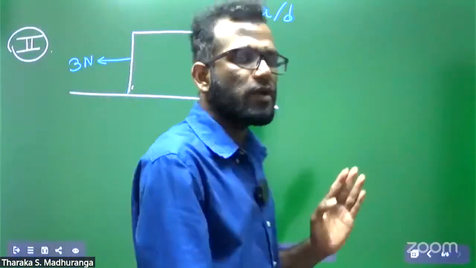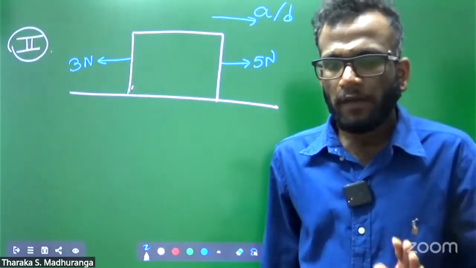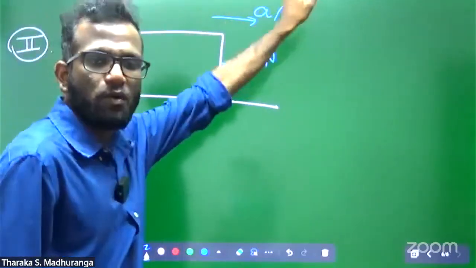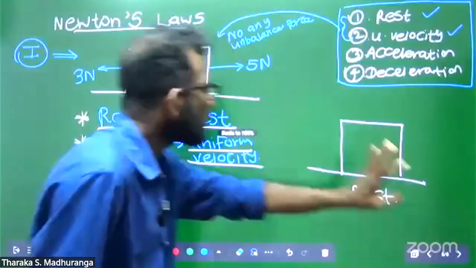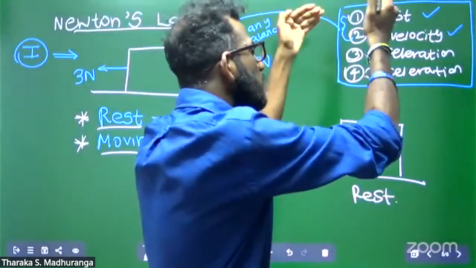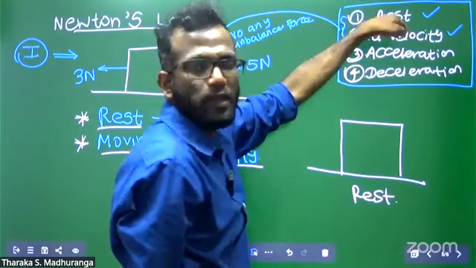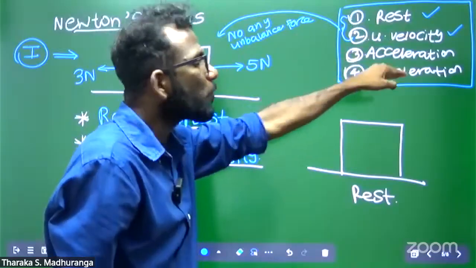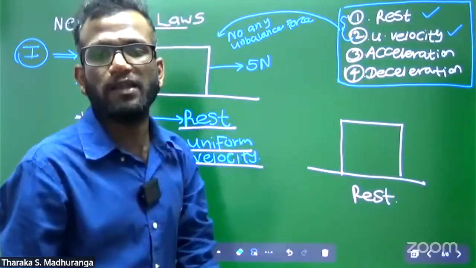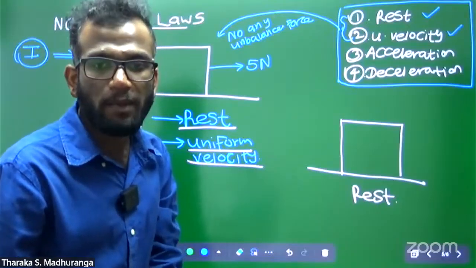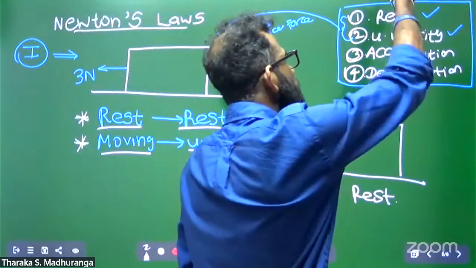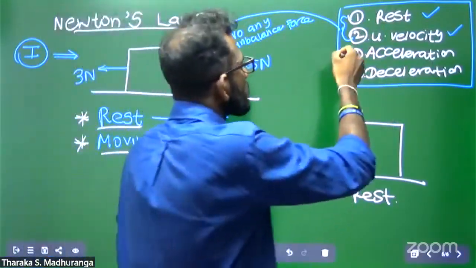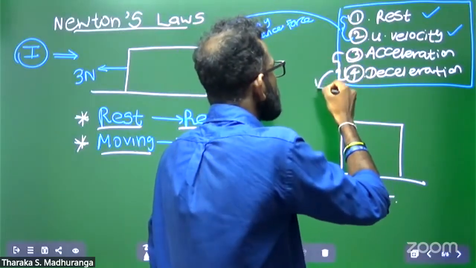If any object is not balanced, it is accelerating or decelerating. Now I think you can remember, if any object is at rest or moving with uniform velocity, it is always balanced. If any object accelerates or decelerates, it is always unbalanced. Remember the first two points, rest and uniform velocity, are relevant to Newton's first law. Acceleration and deceleration are relevant to Newton's second law.